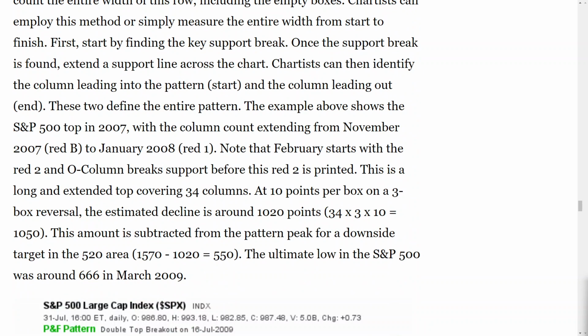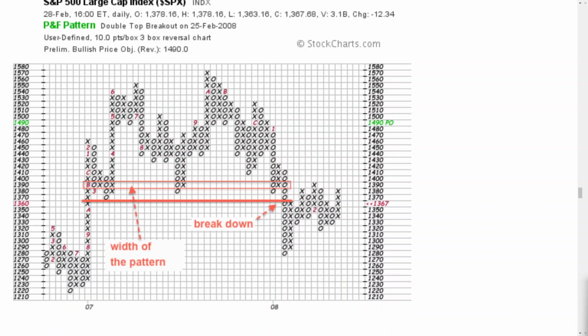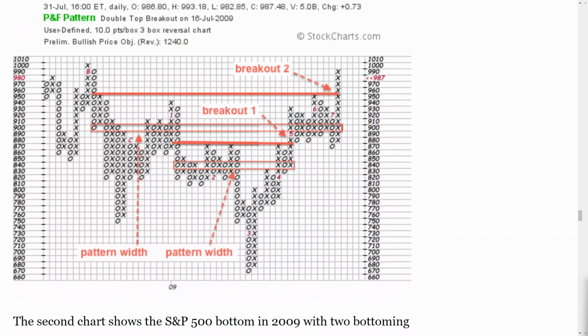The example above shows the S&P 500 top in 2007, with the column count extending from November 2007, red B, to January 2008, red 1. Note that February starts with the red 2 and the O column breaks support before this red 2 is printed. This is a long and extended top covering 34 columns. At 10 points per box on a 3-box reversal, the estimated decline is around 1050 points, 34 by 3 by 10 equals 1050. This amount is subtracted from the pattern peak for a downside target in the 520 area, 1570 minus 1050 equals 520. The ultimate low in the S&P 500 was around 666 in March 2009.